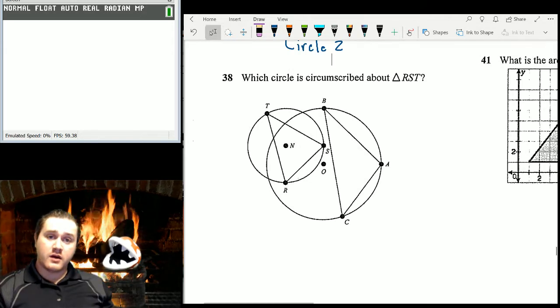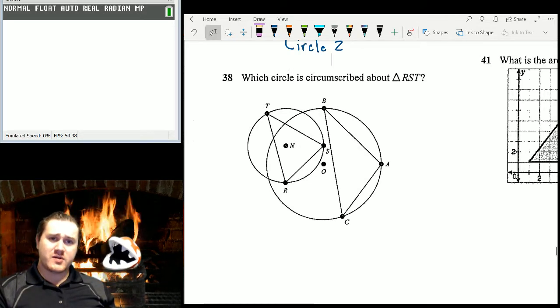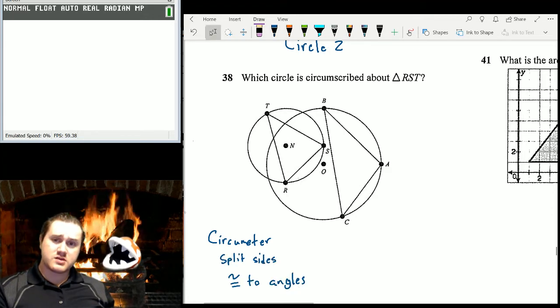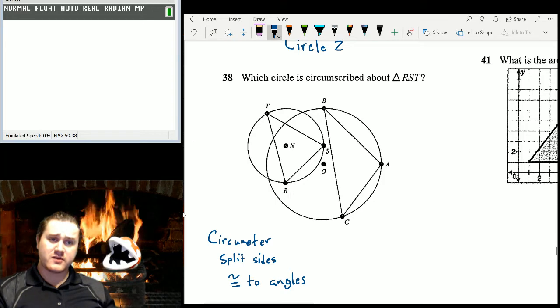Alright, the same thing applies for the next one, where now we want the circle circumscribed about the triangle. If you remember, the circumcenter was the opposite. The circumcenter would split the sides and is congruent to the angles. So splitting the sides and being congruent to angles works for that one.